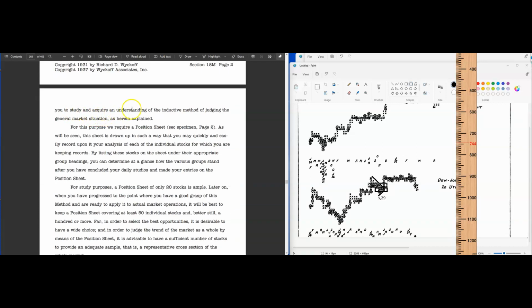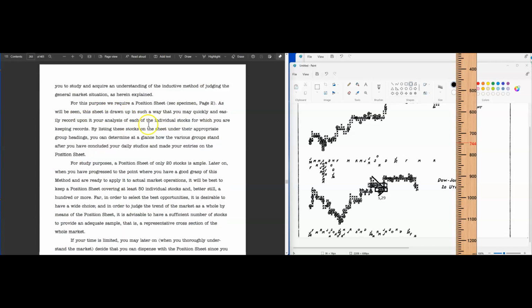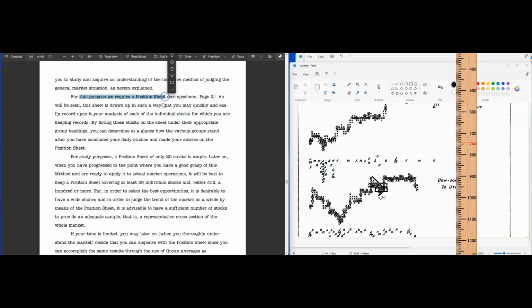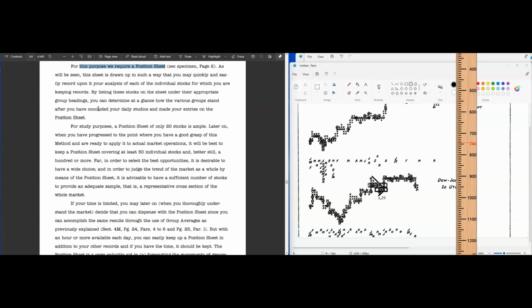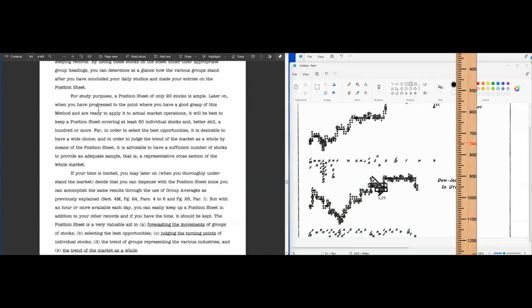All right. Now, study and acquire understanding of the inductive method of, okay, whatever. For this purpose, we require a position sheet. As you will see, the sheet is drawn in such a way that you make quick and easy record upon it on your analysis. All right. You study purposes. Okay, only 20 stocks. This is somewhere where people mess up. What happens for stock traders is instead of taking a look at 20 from the start, they try to get everything. Look at the group, look at this, that, and it becomes so overwhelming that they just give up.